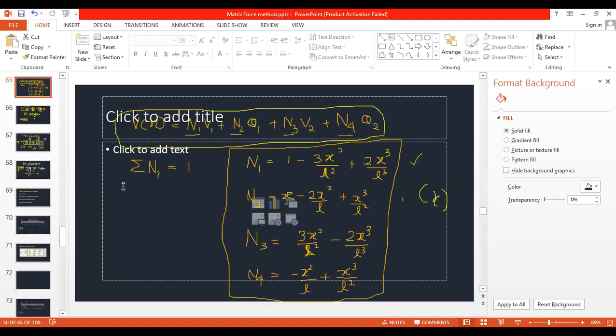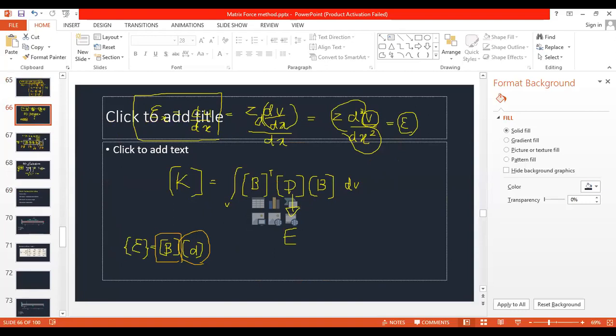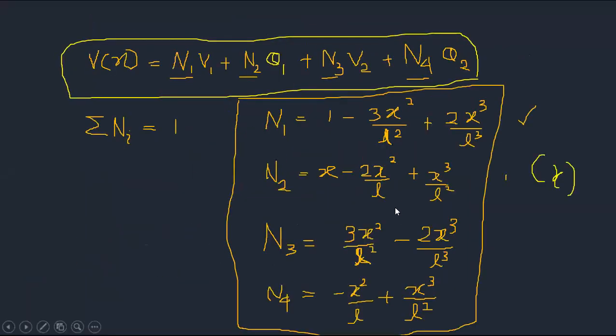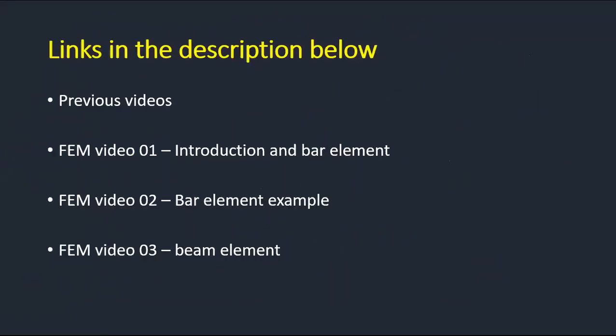So we considered how to derive the stiffness matrix for the beam element in the third video. For example, video one is the introduction, and the links are in the description. All three videos have been published earlier: an introduction and the bar element, then the bar element example in the second video, and in the third video the stiffness derivation and the assembly for the beam element. This video will consider an example of the beam element.